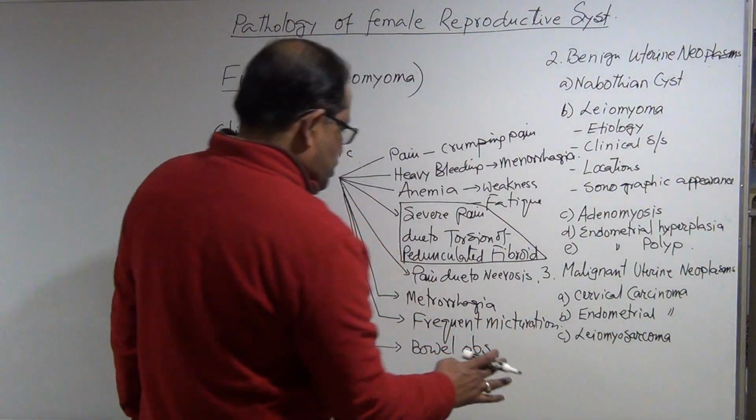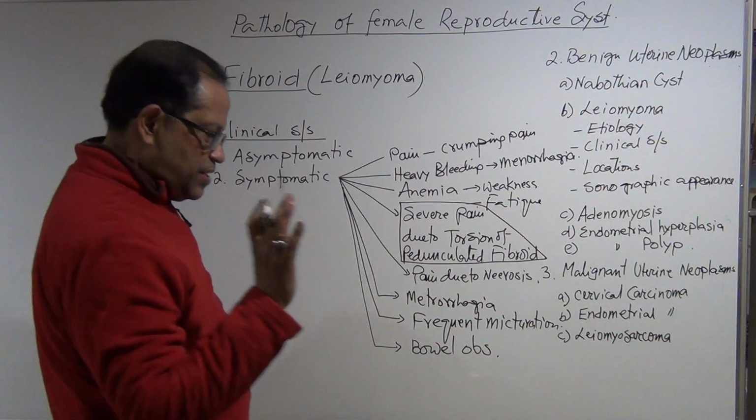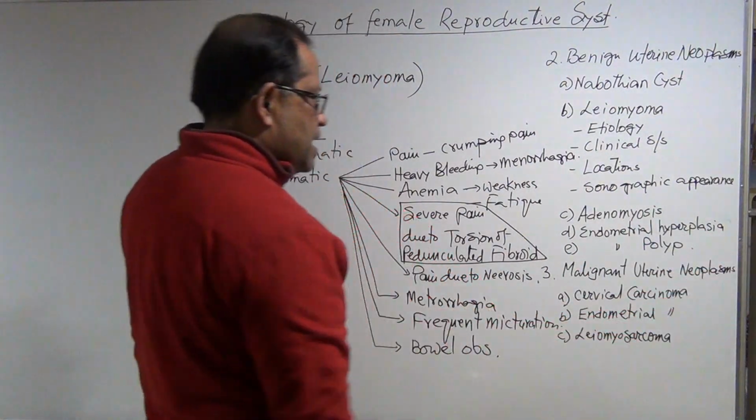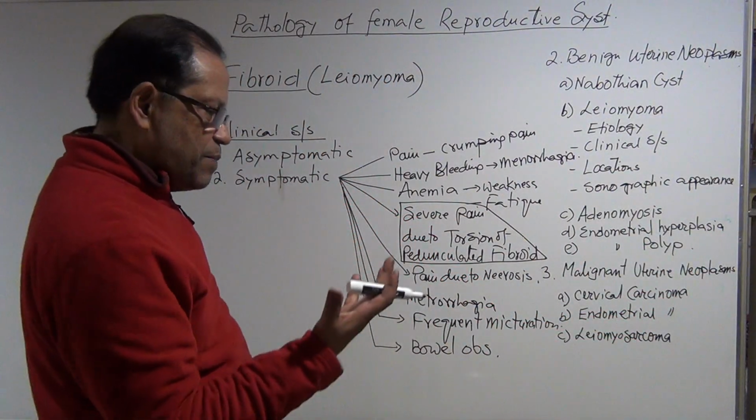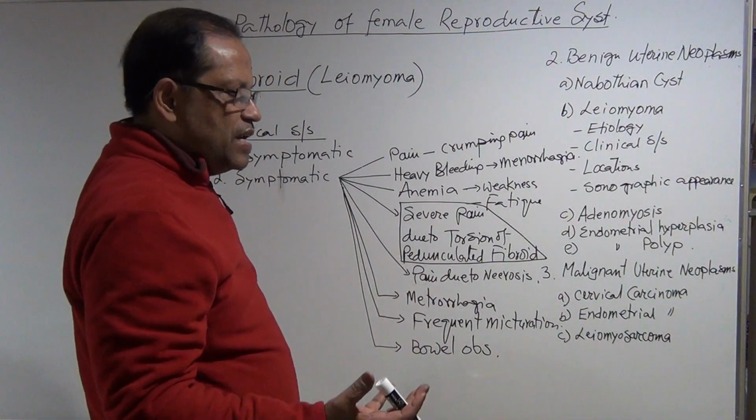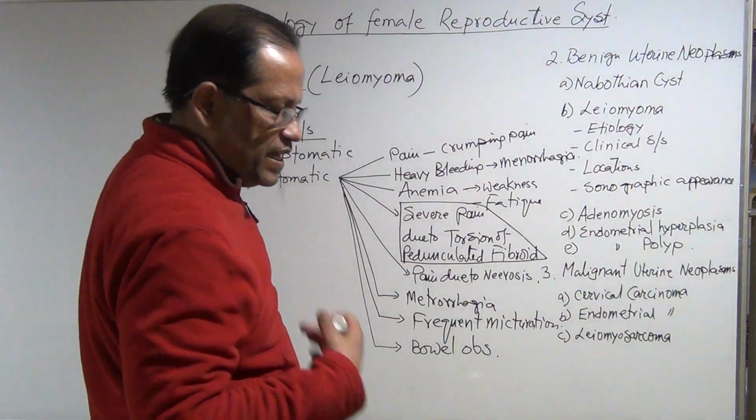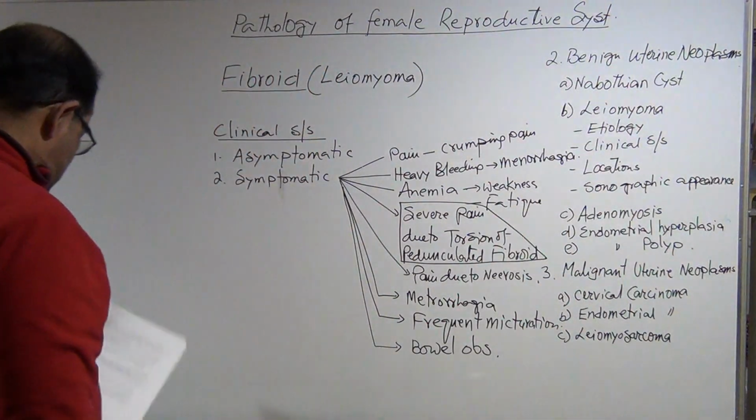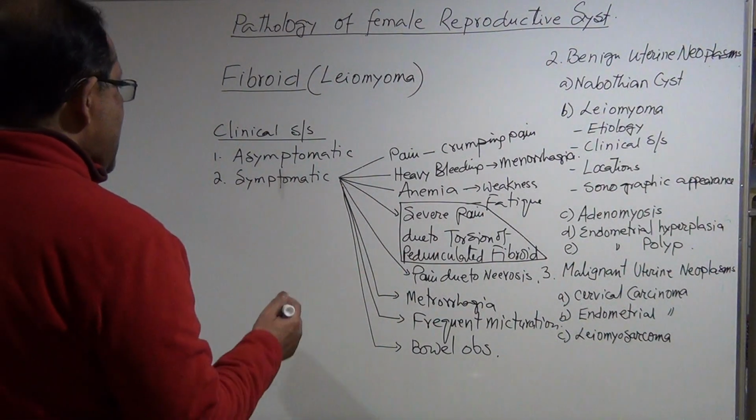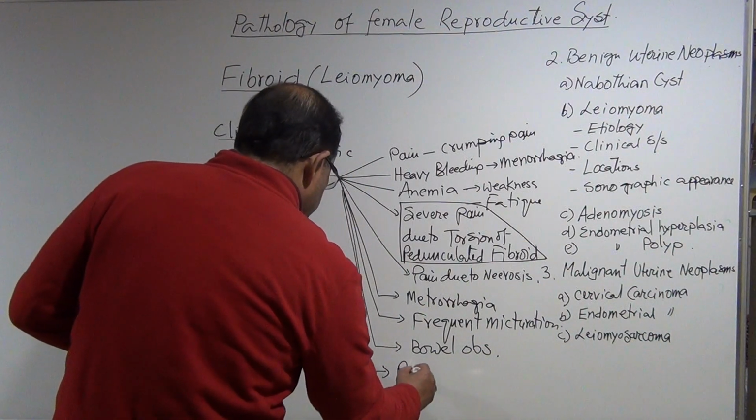The frequent micturition happens because when the fibroid is anterior, it can indent the bladder and the bladder capacity will go down. With a small urine collection in the bladder, the patient feels like they need to urinate and they go to the bathroom frequently. Okay, so these are a couple of things, and the last one, the palpable mass.